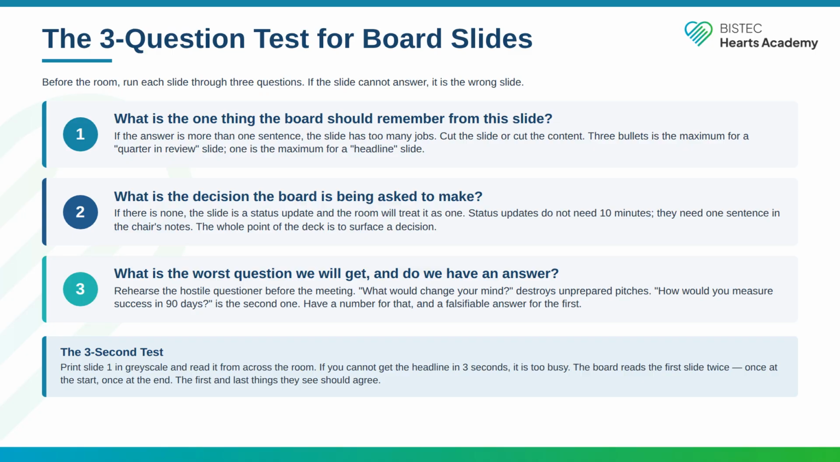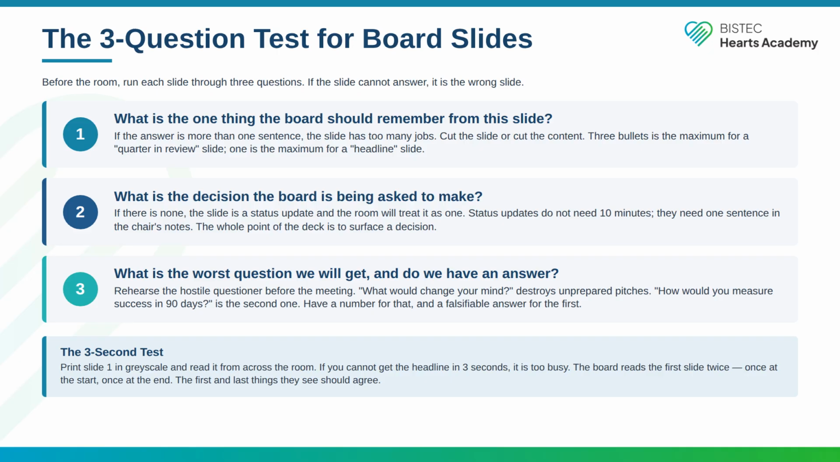Question 3. What is the worst question we will get? And do we have an answer? Rehearse the hostile questioner before the meeting. "What would change your mind?" destroys unprepared pitches. "How would you measure success in 90 days?" is the second one. Have a number for the second and a falsifiable answer for the first.